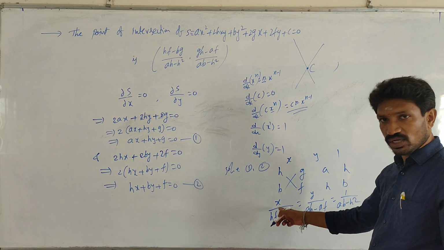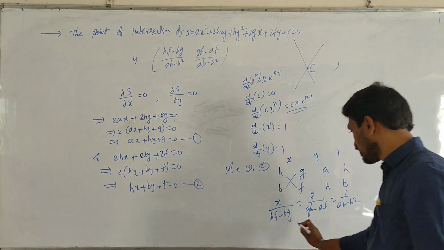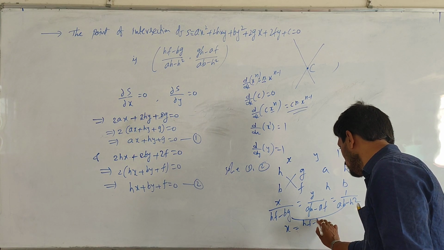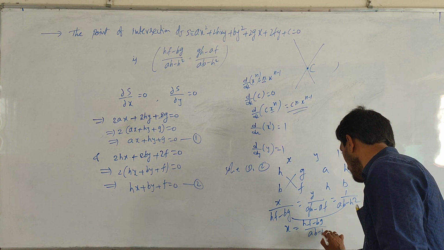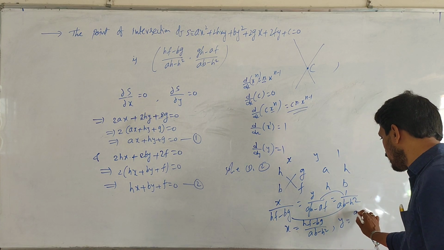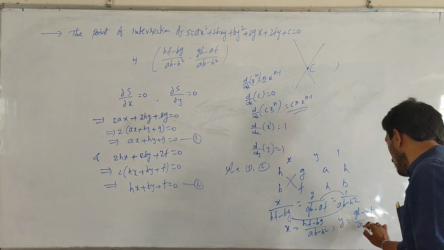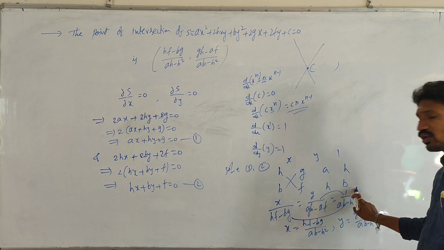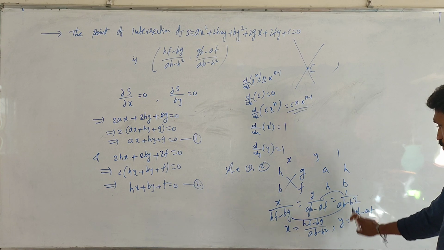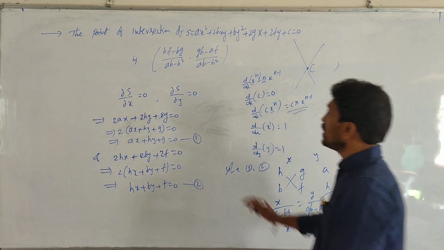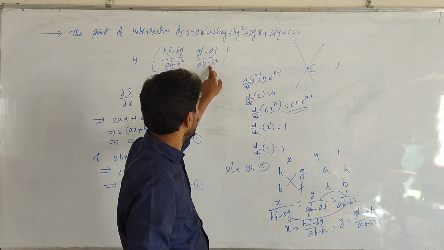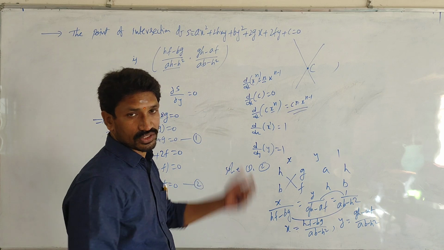If you want to find out x, what is here? Equate these two, x is equal to hf minus bg by ab minus h square, and equate these two, y is equal to gh minus af by ab minus h square. This numerator cross multiply, this denominator will go to the other side. So you get hf minus bg by ab minus h square, that is the x coordinate, and gh minus af by ab minus h square, that is the y coordinate.